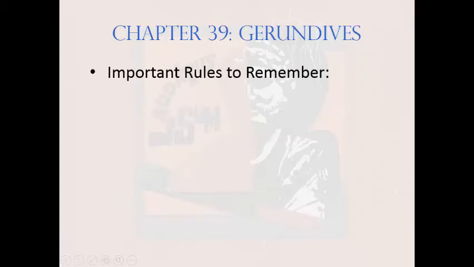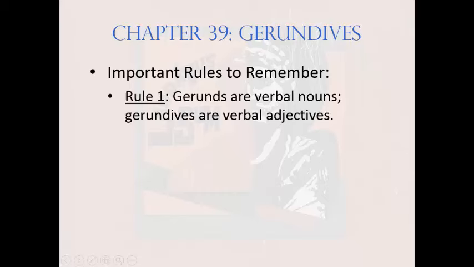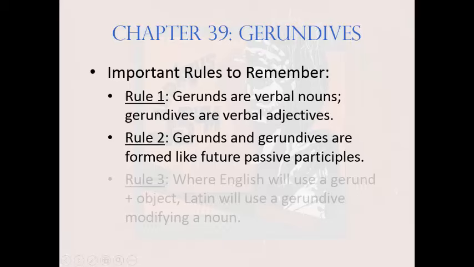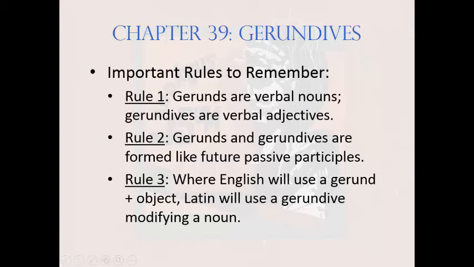There are four important rules to remember in this chapter. Rule 1. Gerunds are verbal nouns. Gerundives are verbal adjectives. Rule 2. Gerunds and gerundives are formed like future passive participles. Rule 3. Where English will use a gerund followed by an object, Latin will use a gerundive modifying a noun.